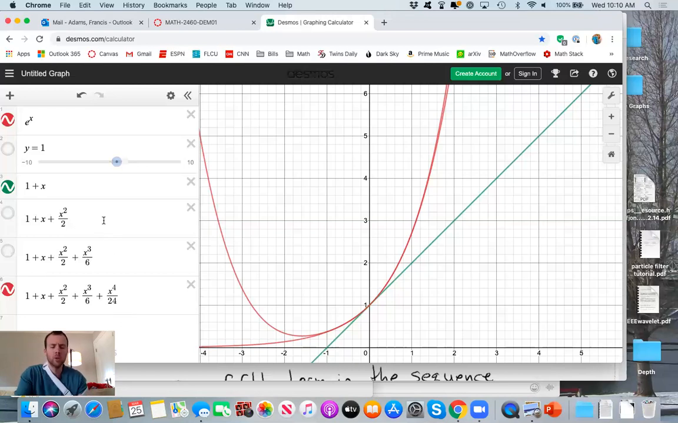So what we'll want to do is start talking about what are called sequences, which are just lists of numbers. And we'll want to see what happens if you have a list of numbers. What happens as you go further and further out the list? Do you get closer and closer to some number?